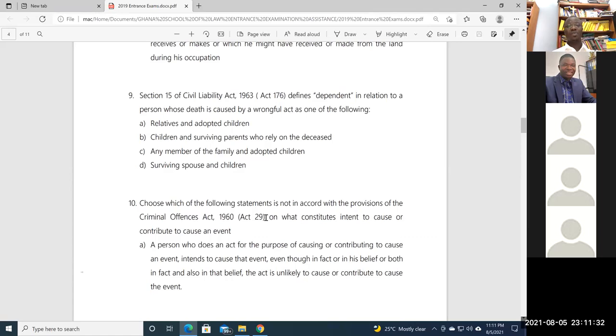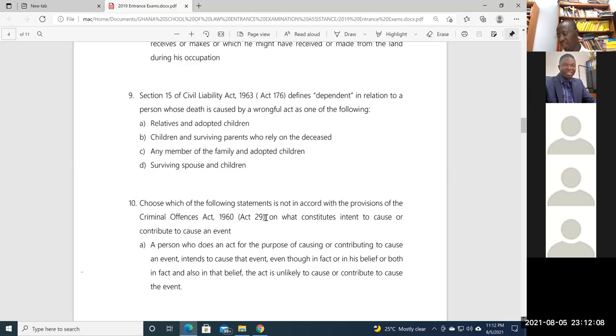The same thing applies to the Civil Liability Act. If you go to the Civil Liability Act, it defines dependent. It is something that you either know or you don't know, so to speak. And that is why we need to look at some of those legislation and pay attention to certain words and how they are defined, or how the lawmaker wants us to understand them.